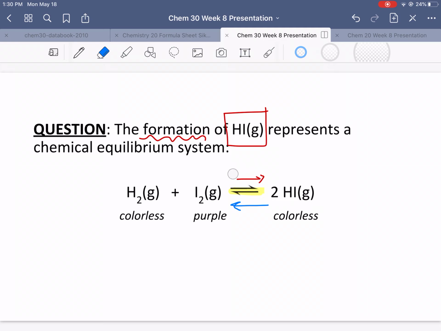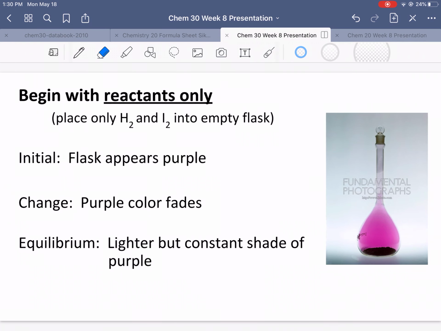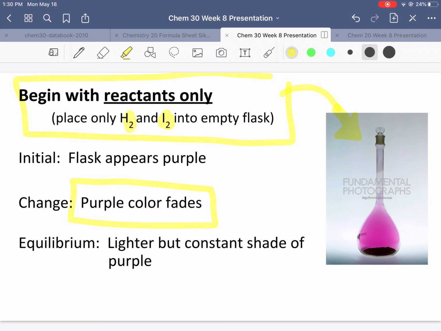Anyway, let's keep talking. Now, with this reaction, let's say that I give you a scenario where we're going to begin with the reactants only. Right? So I'm only going to put the hydrogen gas and the iodine gas into an empty flask. And it would look something like this, right? You'd have that purple color showing up. And as equilibrium starts to form, so as those two react together, the purple color is going to slightly fade. Why? Because it's favoring the forwards reaction. It's going to start to produce the hydrogen iodide gas.